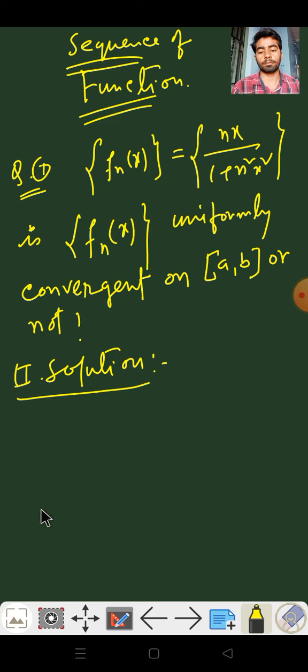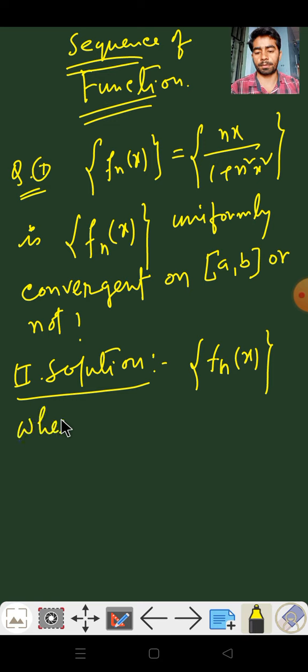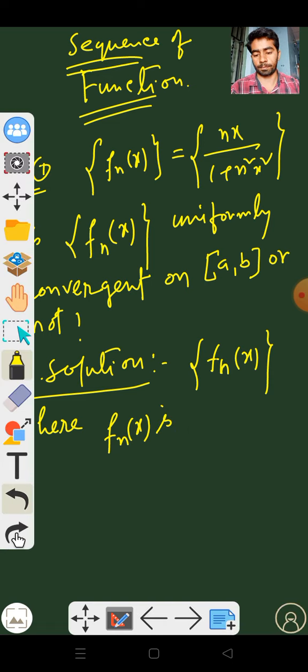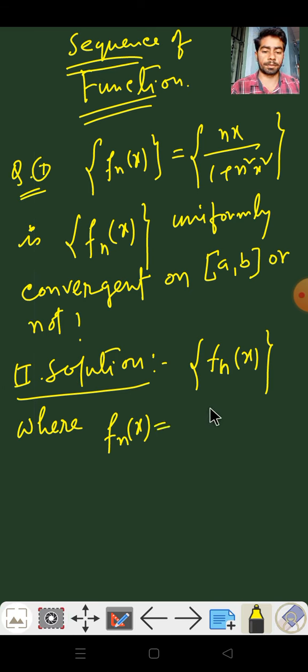Now, here the sequence is f_n(x), where f_n(x) is given by f_n(x) equals nx divided by 1 plus n square x square. This is our f_n(x), that is the sequence of function.